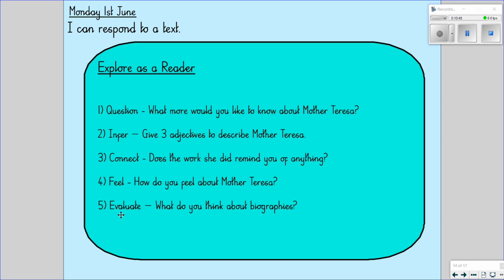And let's evaluate. Let's make a judgment about that biography and biographies in general. What do you think about biographies? So again, pause the video and in your book, write down the answers to those different questions, or do the instructions, give the adjectives, and then start again when you have finished.